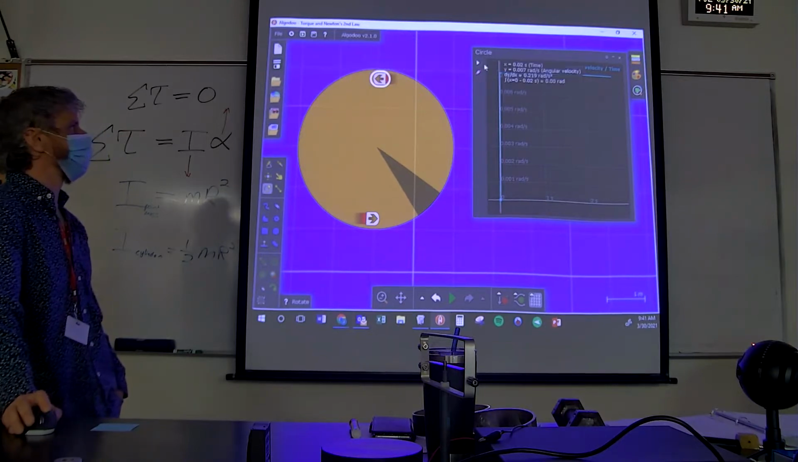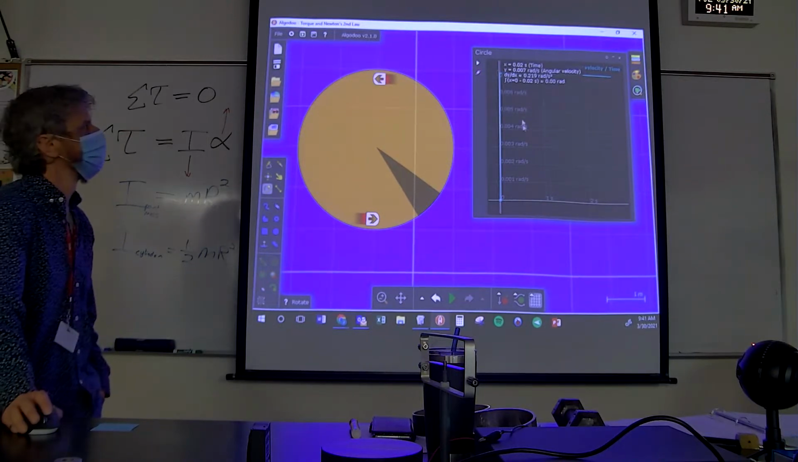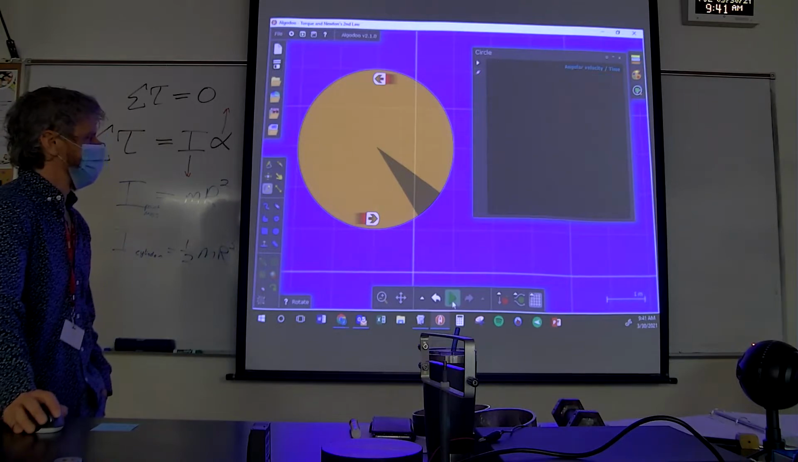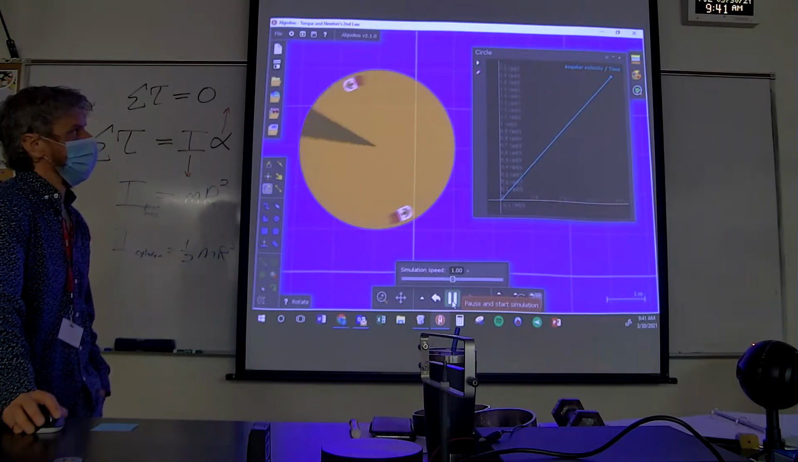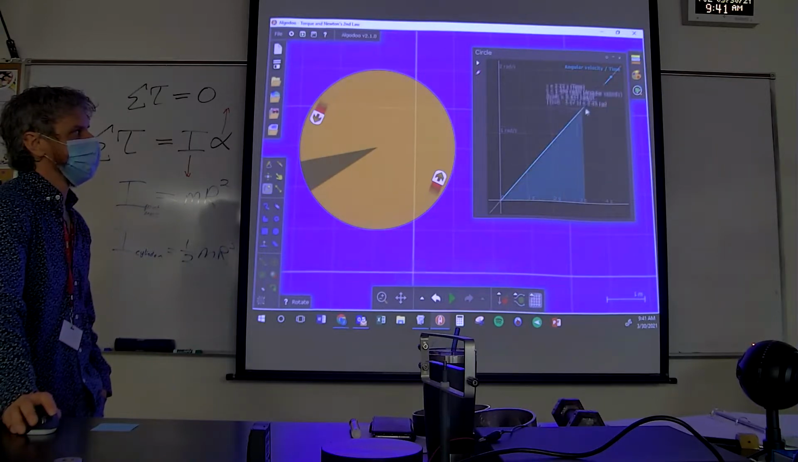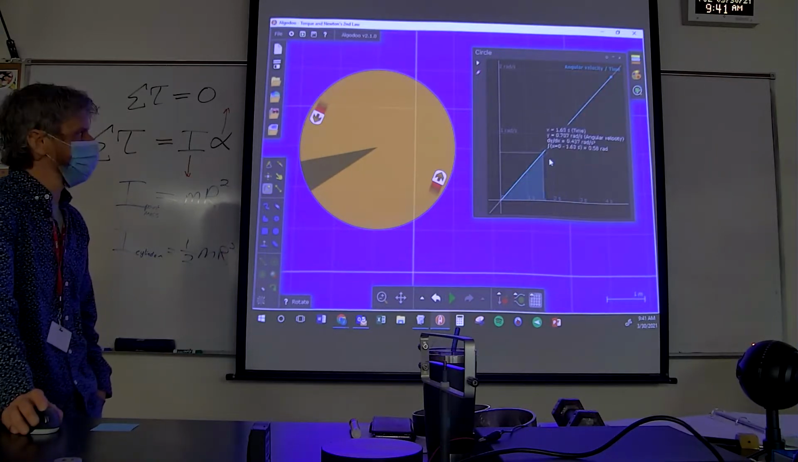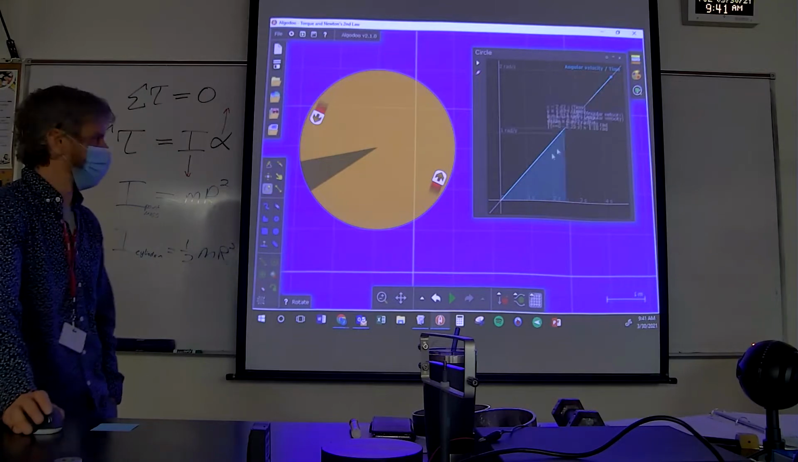However, they both want to cause counterclockwise torque. And so in this case, we definitely would have an angular acceleration. I'm plotting here angular velocity versus time. So the slope of that is our angular acceleration. The slope doesn't change, therefore the angular acceleration does not change.